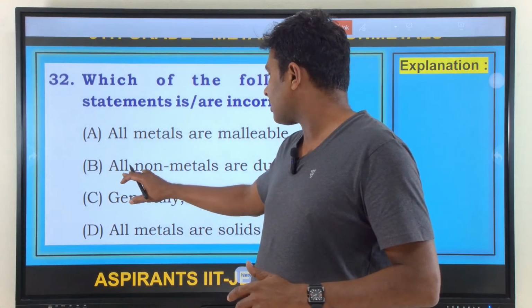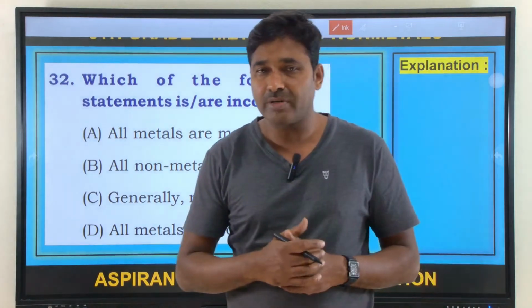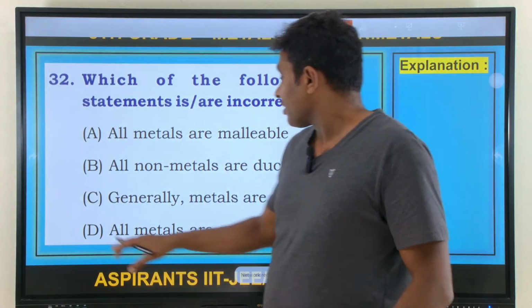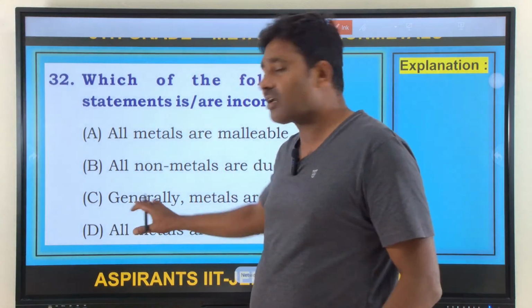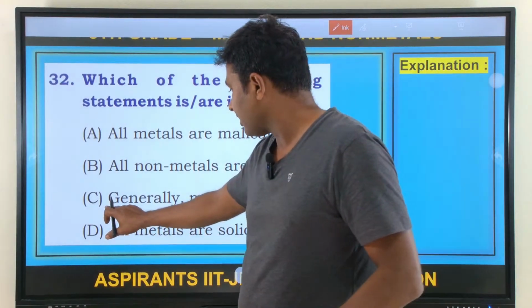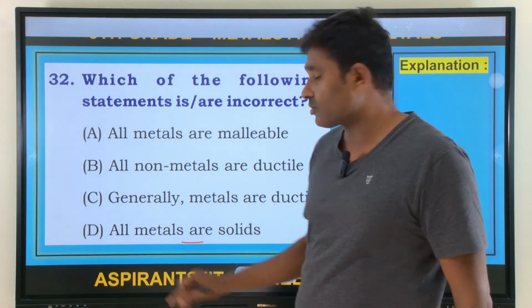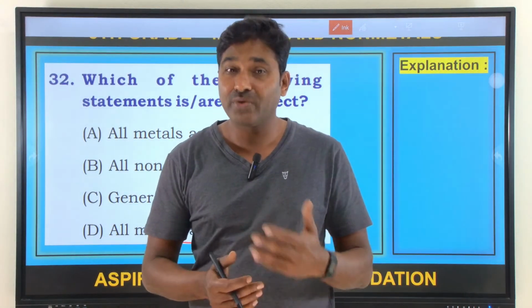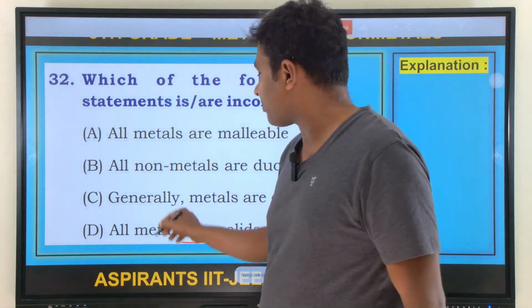All non-metals are ductile. No, all non-metals are not ductile. Generally metals are ductile. Generally means he is stating the property in a general way. That means it is a correct property. All metals are solids. No, all metals are not solids. Mercury is a liquid metal. So we need to pick up the incorrect statements from these.